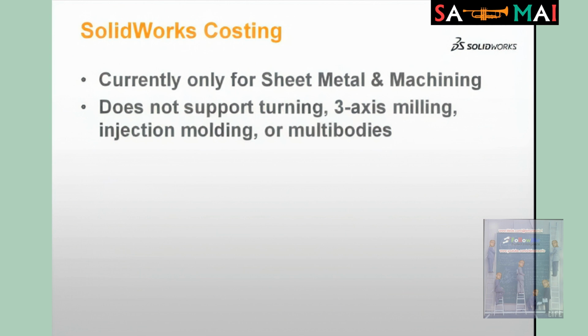So right now, currently, SOLIDWORKS costing is only for sheet metal and machining parts. It does not support turning right now. It does not do 3-axis milling. It only does 2.5 axis. It doesn't do injection molding or multi-body parts right now. So hopefully in maybe the next couple of releases they'll develop it. Since this is the very first release, it's very good for what it does. It's definitely getting there. It's a great tool.